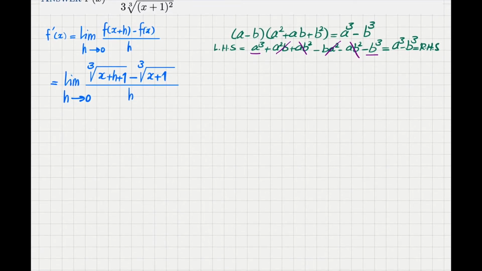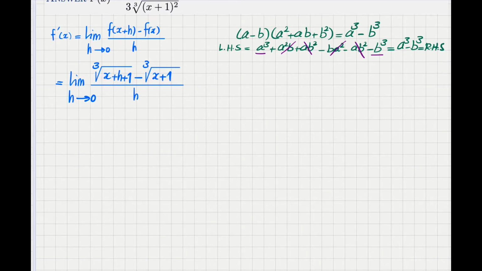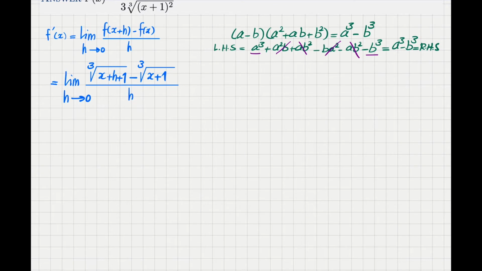If you have seen the previous video, there we had the second root, and then I rescaled the fraction by the conjugate pattern of the numerator. But the conjugate pattern will not work here. Assume that I multiply this by the conjugate pattern. So the conjugate pattern would be something like this.